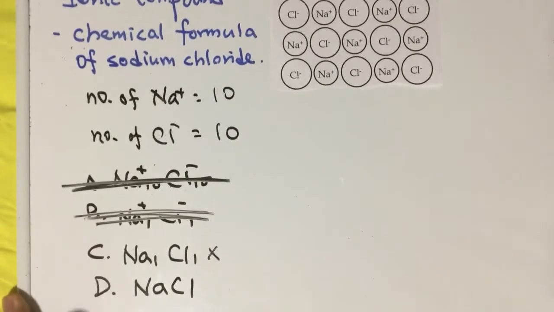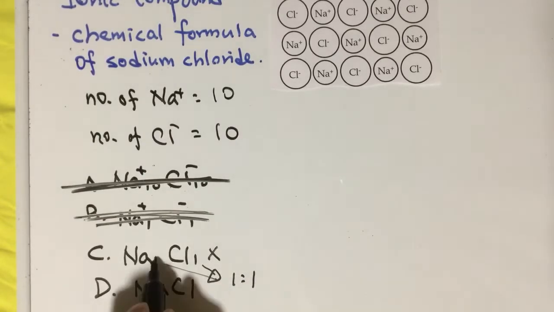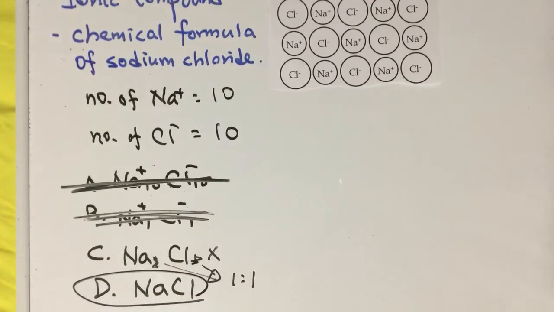Okay, so that's why whenever we have to write down the chemical formula of sodium chloride, or actually ionic compound, there is no charge. And secondly, if the subscript is 1 to 1 here, it actually means the ratio between sodium ion and chloride ion is 1 to 1. So if it is 1:1 ratio, then we will omit it. Okay, so the answer should be D.